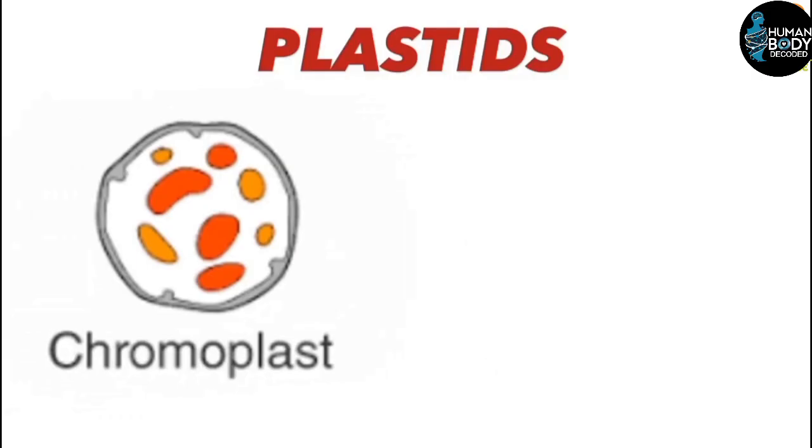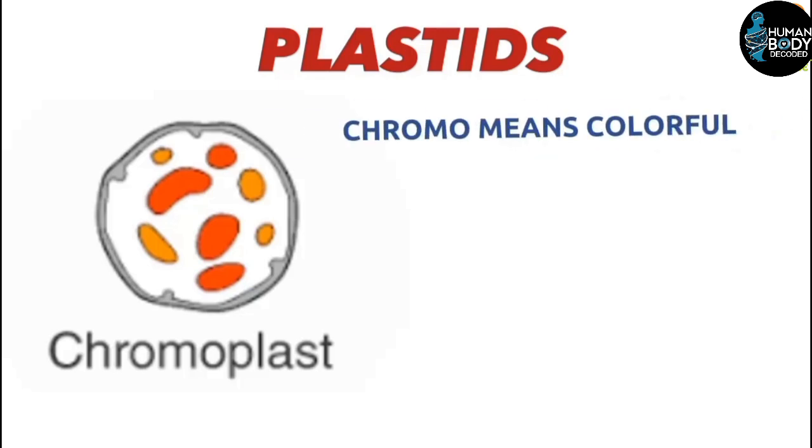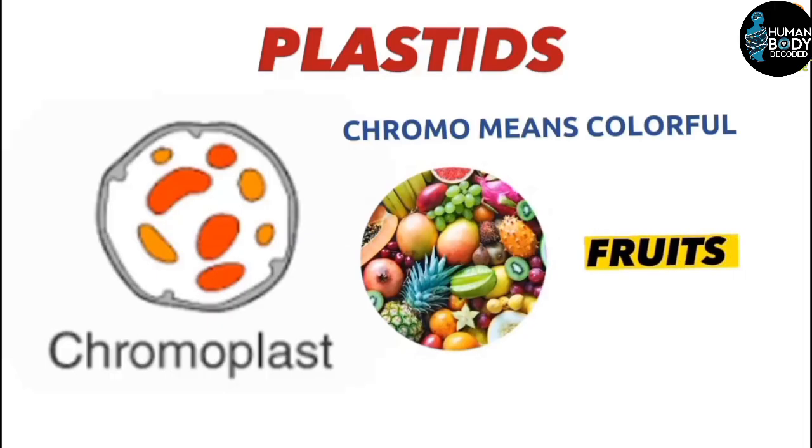The third plastid is chromoplast. This is also made up of two words. Chromo means color. The colored parts of the plant, such as fruits that are colorful and flowers that have various colors, have chromoplasts. These are the three types of plastids.